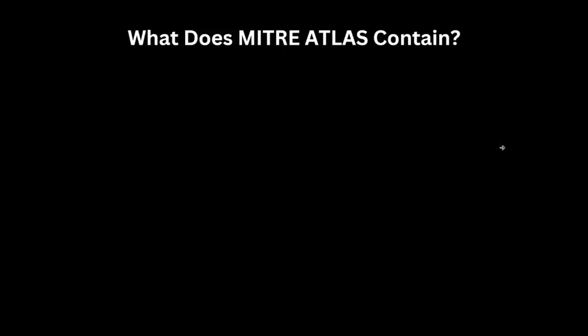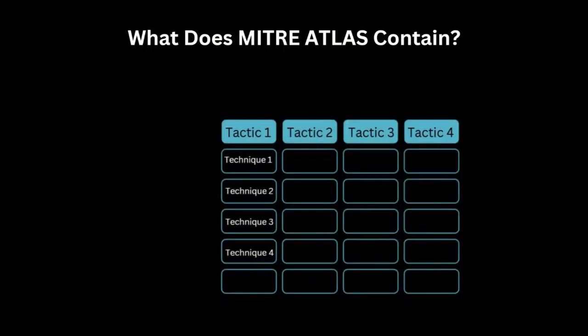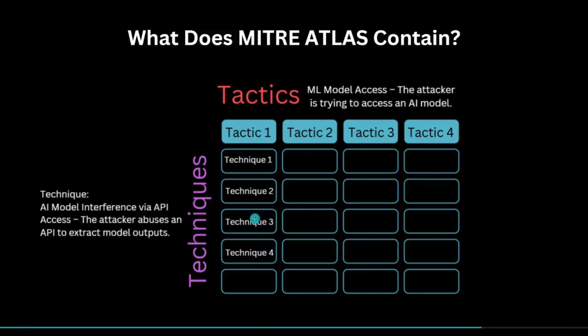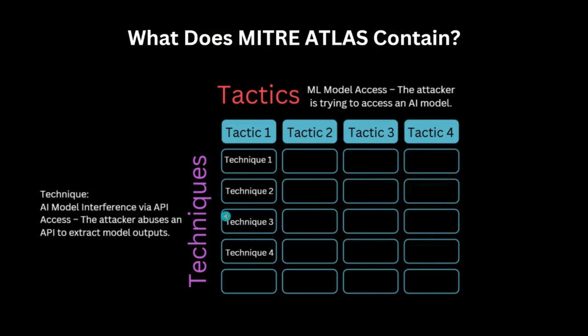Very similar to the ATT&CK framework, the ATLAS framework also consists of tactics and techniques. Each tactic represents a high-level objective an attacker is trying to achieve, while techniques describe the specific methods that an attacker will use to accomplish that goal. For example, take machine learning model access. If an attacker is trying to access an AI model and machine learning model access is the objective, then one of the techniques under this tactic would be AI model inference via API access. Each tactic can have multiple techniques under it, and depending on the environment, the attacker will choose to use those techniques.